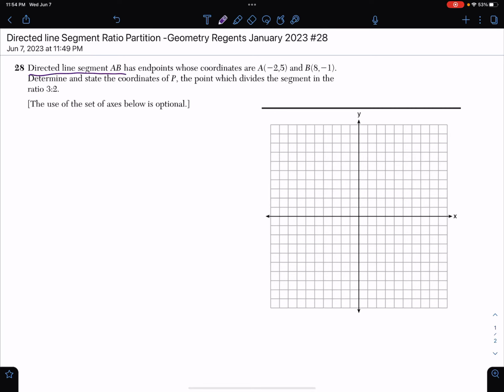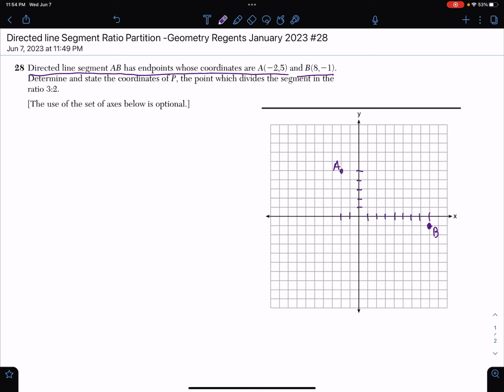Directed line segment AB has endpoints with coordinates A(-2, 5) and B(8, -1).